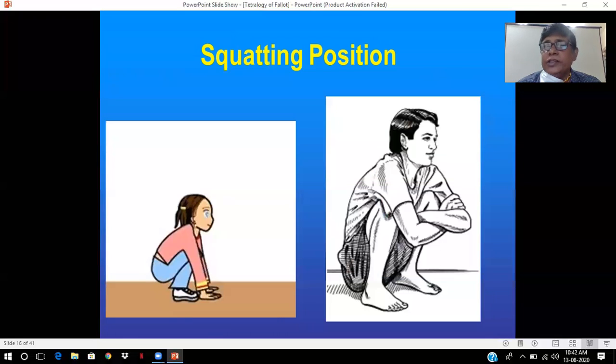This is the squatting position. A child with tetralogy of Fallot typically takes this position to take rest, and this gives relief from tachypnea and all these findings.